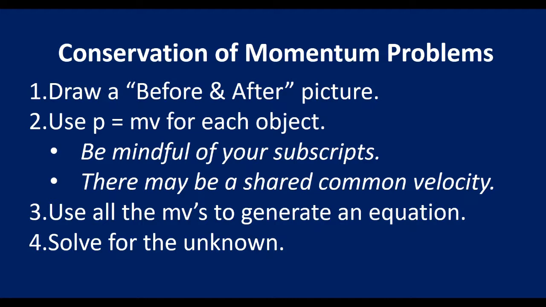When we have our before and after picture, remember that the total momentum of the system before has to be the same as after. So that's why we have these pictures drawn up. We're going to use P equals mv for each of the objects that we've drawn in our before and after picture. Be very careful of the subscripts. This is how we'll identify objects 1, 2, 3, if it's initial velocity, if it's final velocity.